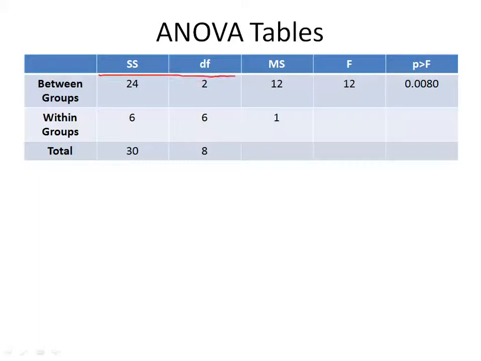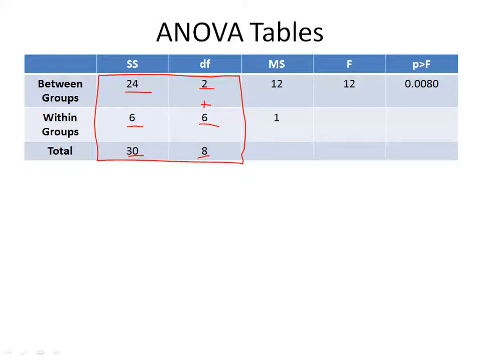So these 6 values we calculated in the previous video. This is the sum of squares between, this is the sum of squares within, and this is the total sum of squares, along with their associated degrees of freedom. Note that 24 plus 6 adds up to 30, and 2 plus 6 adds up to 8. So this all is still very similar to what we saw before.